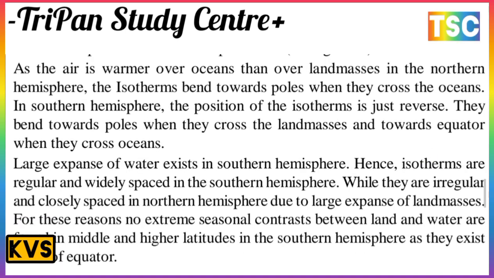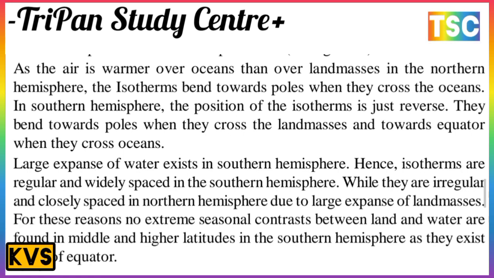The air is warmer over the ocean than over the land mass. In the northern hemisphere, the isotherms bend toward the pole when they cross the oceans. In the southern hemisphere, the position of the isotherms is just the reverse: they bend toward the pole when they cross the land masses and toward the equator when they cross oceans. A large expanse of water exists in the southern hemisphere, hence the isotherms are regular and widely spaced there, while they are irregular and closely spaced in the northern hemisphere.